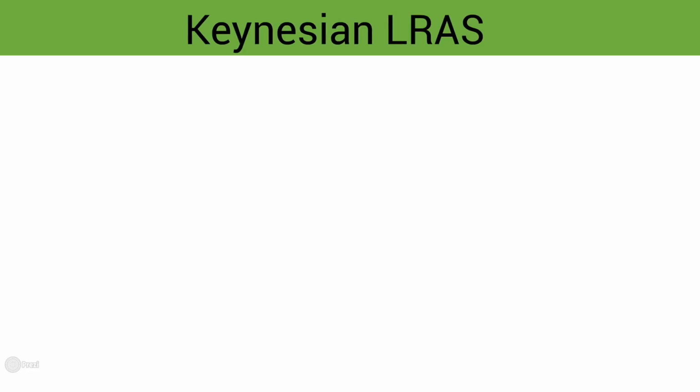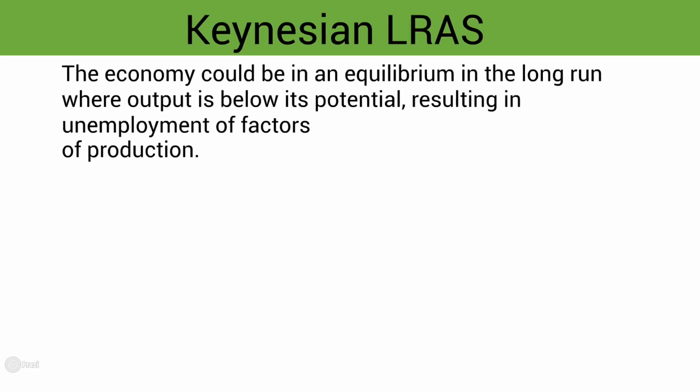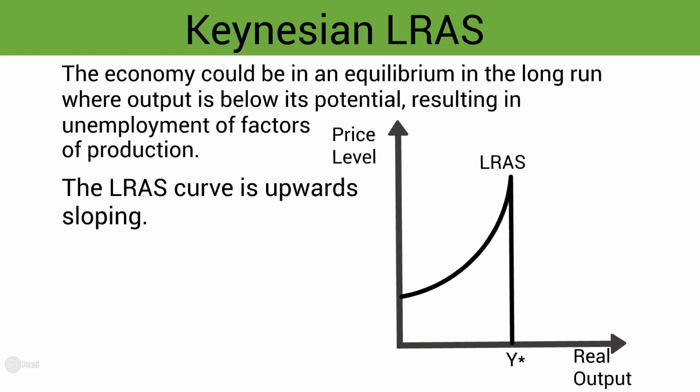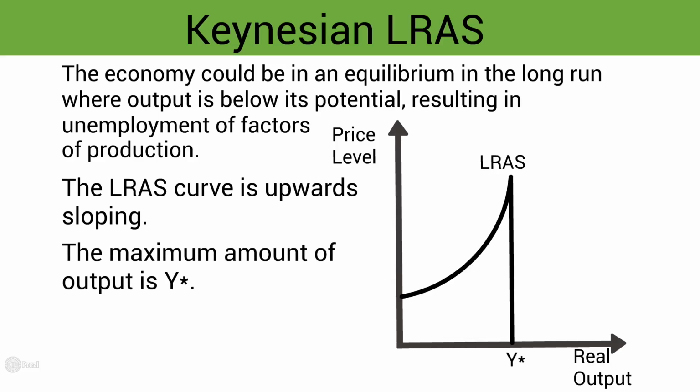The second view of the long-run aggregate supply curve is the Keynesian view. This view states that the economy could be in an equilibrium in the long run where output is below its potential, or its maximum. This results in unemployed factors of production. In the Keynesian view, we have an upward sloping LRAS curve, which you can see in the diagram. The maximum output of this economy is Y star. An economy will be in equilibrium when aggregate demand intercepts the upward sloping part of the LRAS curve.